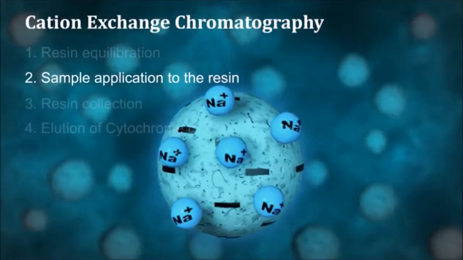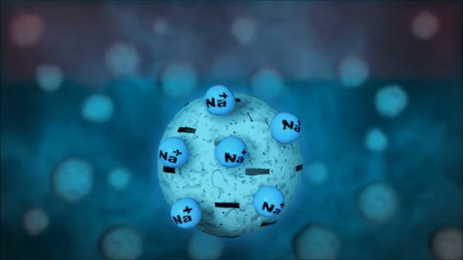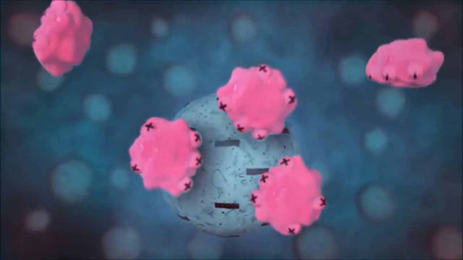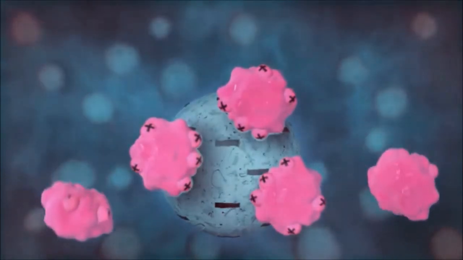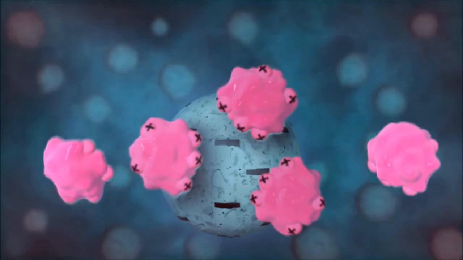Sample application to the resin. The negatively charged resin will bind cytochrome C while the sodium counter ions are displaced. In this way, cytochrome C is concentrated on the resin.